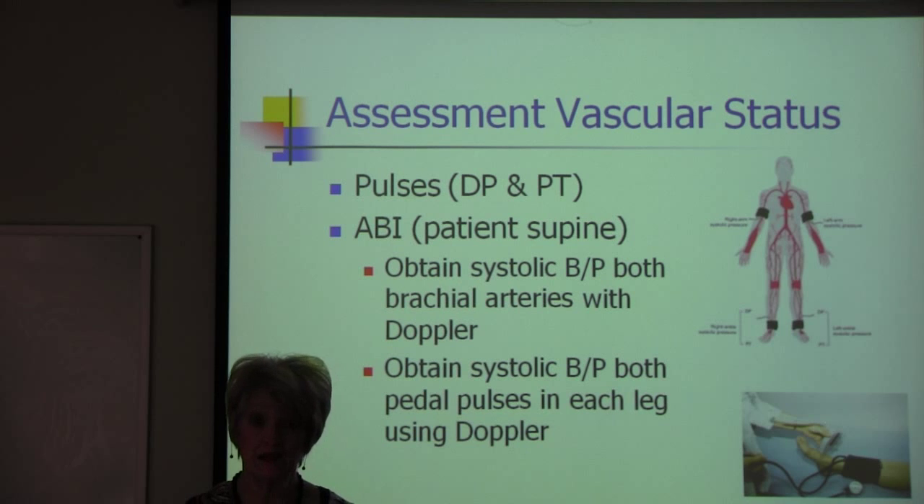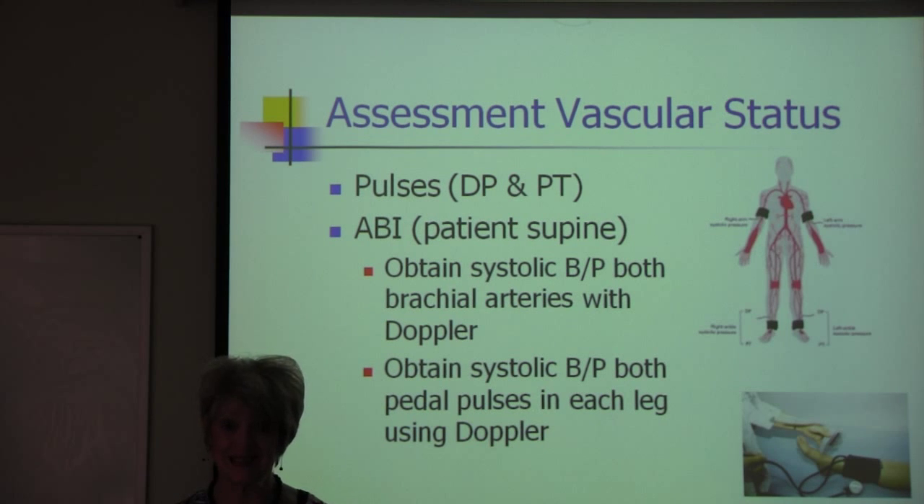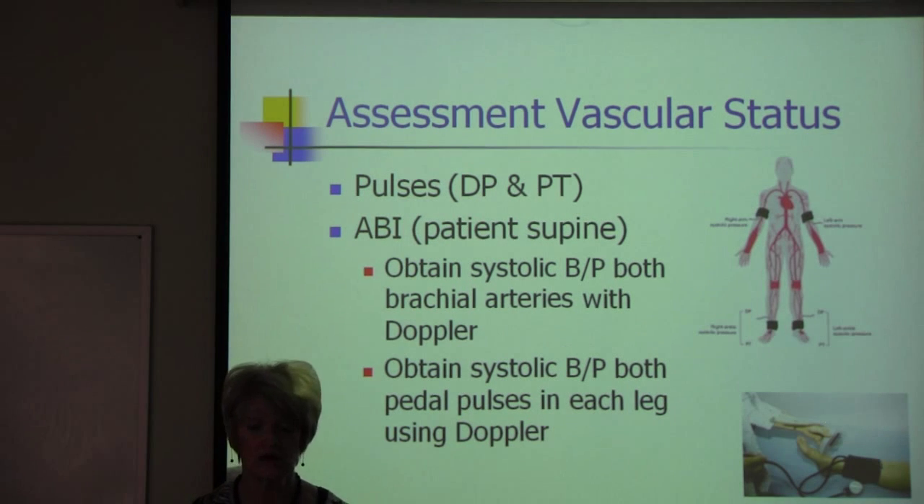So to get right and left ABI, you take 6 measurements. Right brachial, left brachial. On the right foot, the pressure over the DP, the pressure over the PT. Same thing on the left foot. Very important point: all pressure readings are done with the Doppler. So you never use the standard stethoscope, you use the Doppler stethoscope to get your brachial pressure readings and to get your pedal pressure readings.